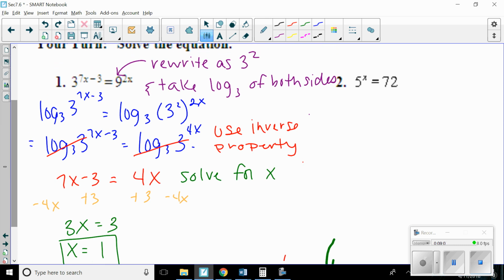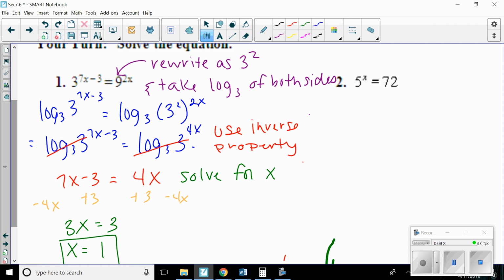So to start off, the first thing you should do is recognize that 9 is the same as 3 squared. So rewrite 9 as 3 squared, and then take log of base 3 of both sides. So you end up with log of base 3 of 3 to the 7x minus 3 power is equal to log of base 3 of 3 squared to the 2x power.